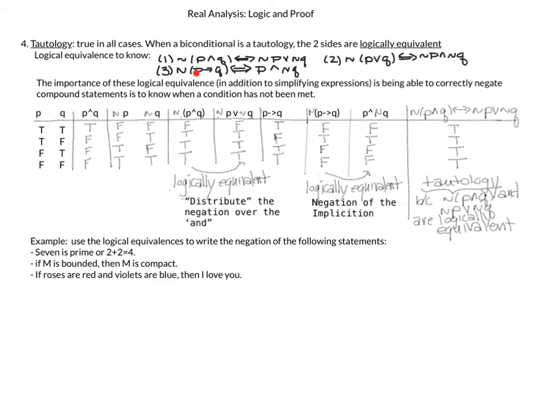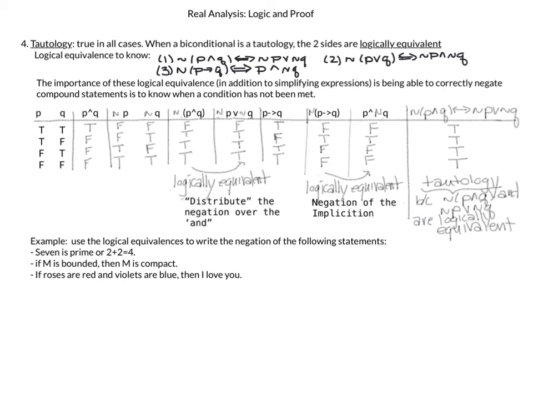And I should point out here are three of our important logical equivalences. The first one we already talked about is how to distribute the negation across an and. You distribute the negation, but then you have to flip the and to an or. Similarly, to distribute the negation across an or, you distribute the negation, but you have to flip the or to an and. And then how do you negate an implication? You take P, but you and it with not Q. So these are three important logical equivalences that you should know. It should be in your back pocket.